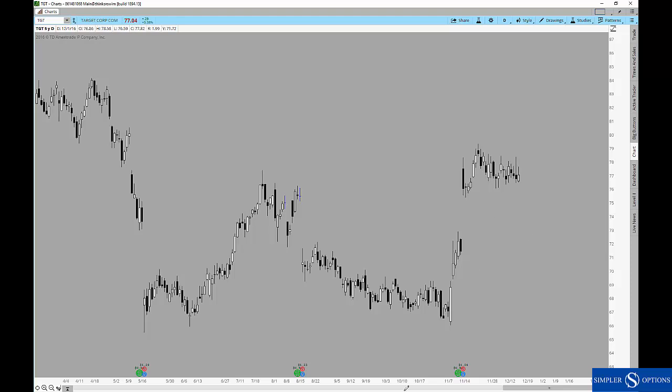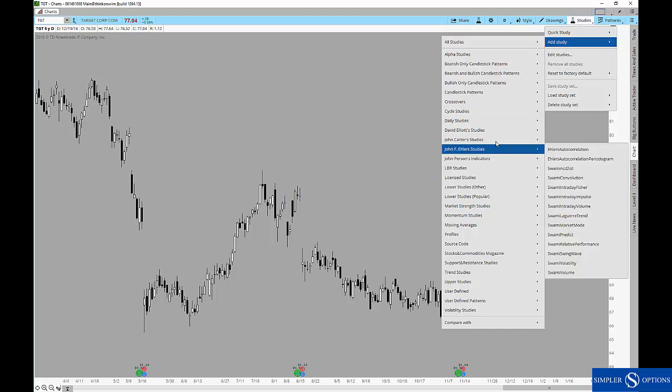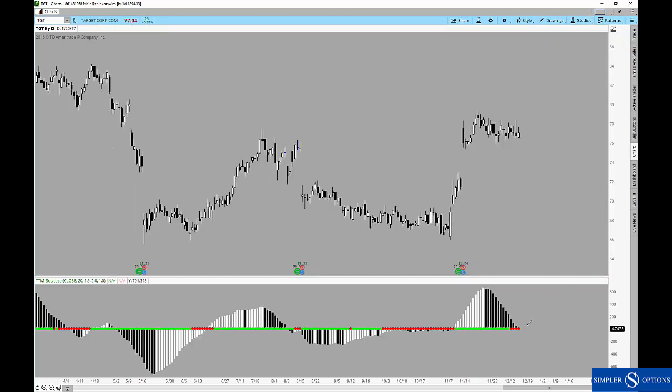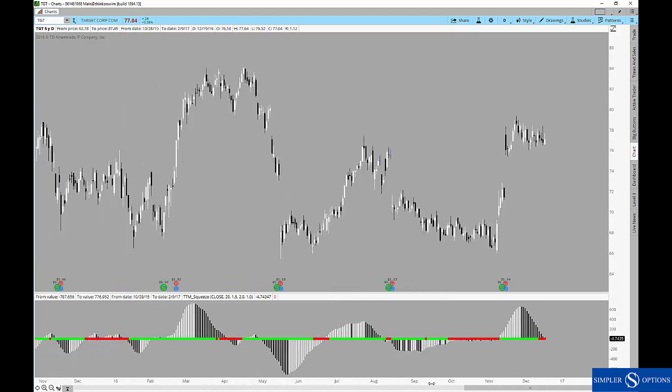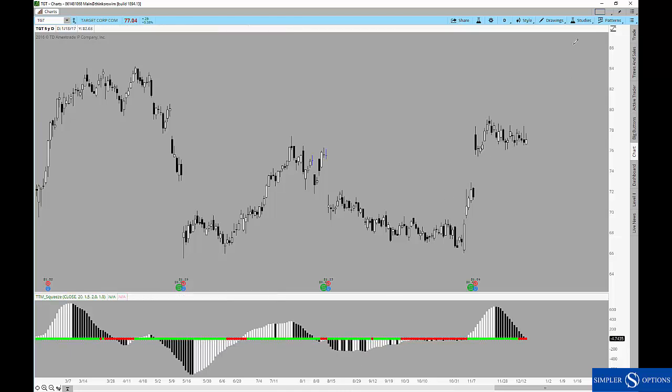In this case, not only might you look at Target and look at this little bit of a wedge pattern and think of that as compression and something that's about to suggest a move. But then if you come into studies, and we'll add John Carter studies, the squeeze is also a very similar study, and it suggests that we're about to have an expansion of volatility or a significant move. In light of thinking that, do you think it's going to come down here and fill this gap? Or are we going to head back on into our next bullish extensions?